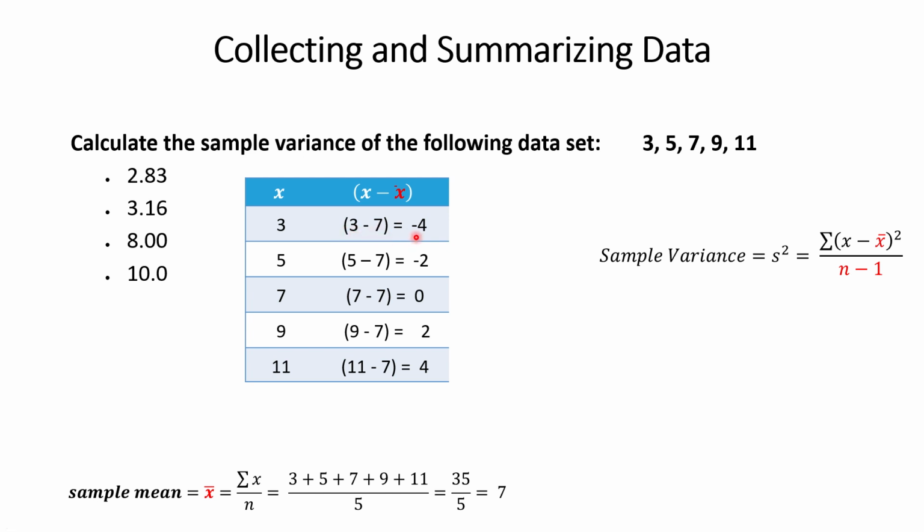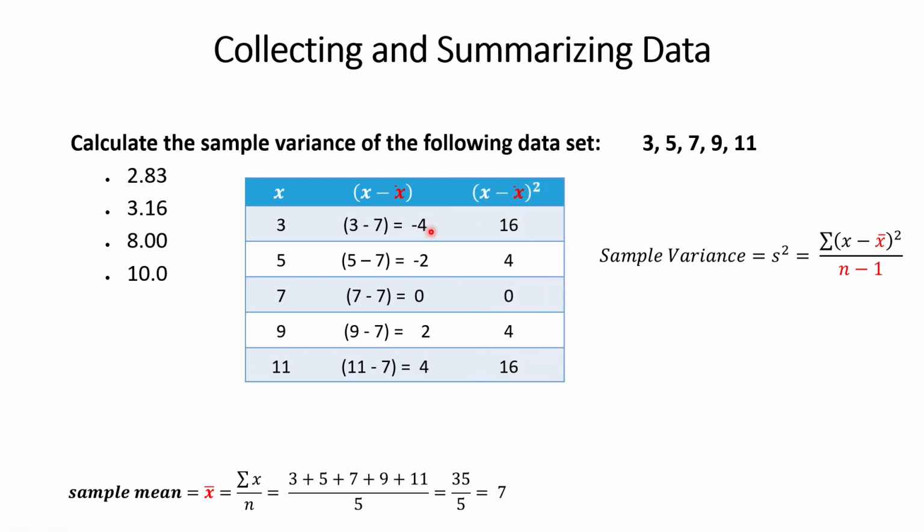So 3 minus 7 is negative 4, 5 minus 7 is negative 2, 7 minus 7 is 0, and so on and so forth. And then the next step in the operation is to square it. So before we take the sum, we're going to square it. So if we take these values, negative 4 squared is 16, 2 squared is 4, and so on and so forth, we can basically sum up these squared values. So if we do that, the sum of these differences squared is equal to 40.